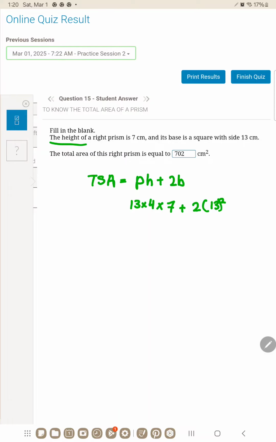So 13 times 4 times 7 plus 2 times 13 squared, which is gonna give us 702, and that is our final answer. Now moving on.